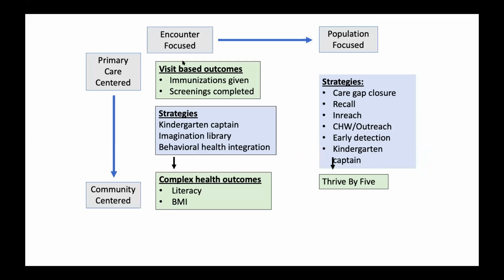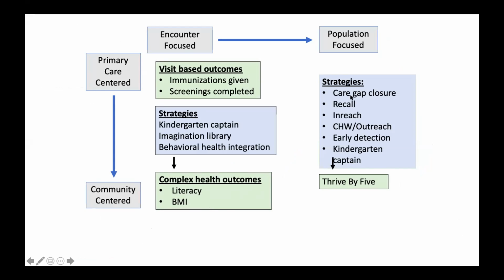And when we do that, we look at primary care-centered outcomes and community-centered outcomes. We look at visit-based outcomes, but we also look at these complex outcomes of literacy and body mass index. Obesity is a very big issue for us and in the United States, especially among African Americans and especially among poor people, because the nutritional food that they get through standard services is pretty unhealthy.